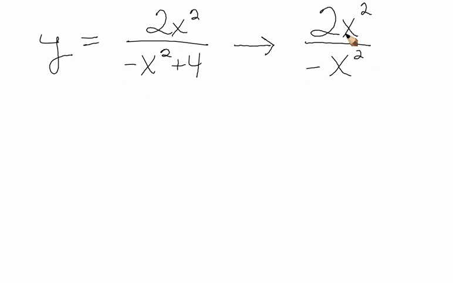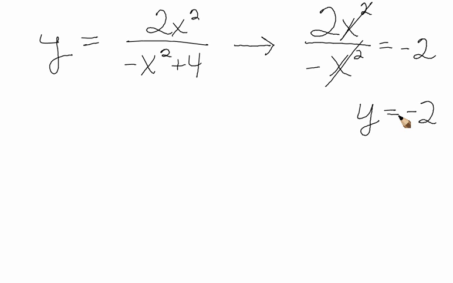Okay, so once we get that, we are going to try to reduce it. So how does this reduce? We can cancel out the x squareds, and we get -2. And once we get -2, for horizontal, we always say y equals. y equals -2 is our horizontal asymptote.